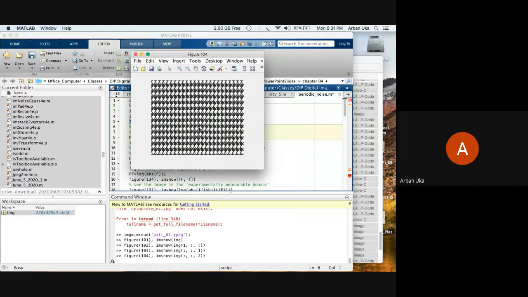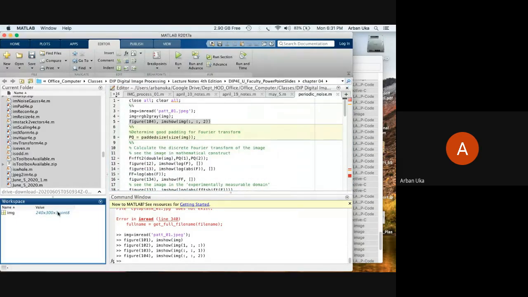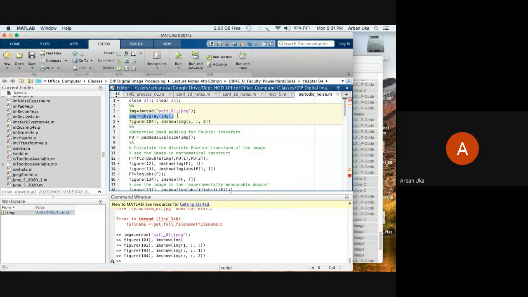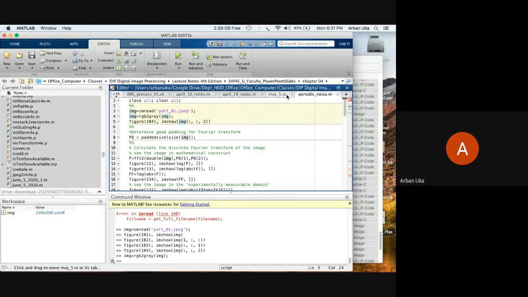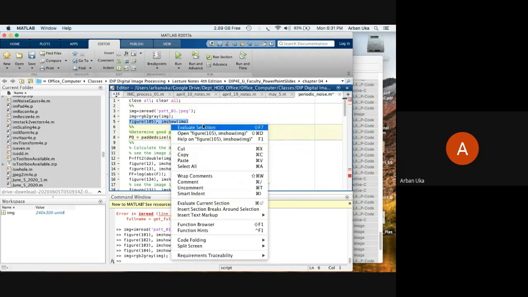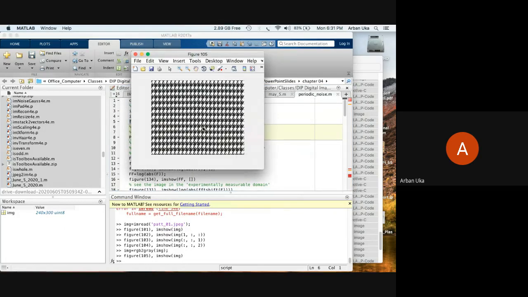Since this one is black and white, having it in 3 layers, 240 by 300 by 3, is not really a colorful image, because in principle this is just black and white. What we can do is convert this one to grayscale. This RGB to gray is what it does. We get a 240 by 300 image. Now let's have figure 105 and evaluate this selection. This is an image pretty much similar to what we had before.